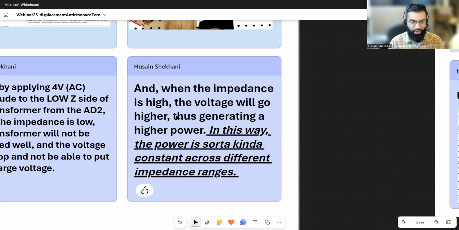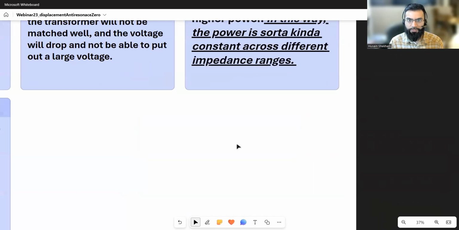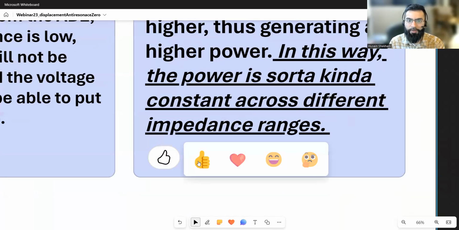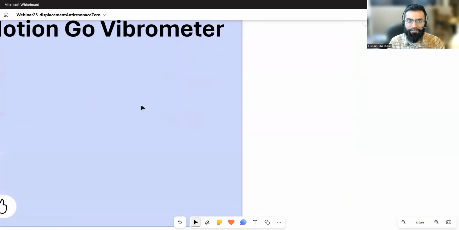And if you have a low impedance, then it will be really low. And I'm going to describe that. We're going to show plots. And this way, the power is sort of constant across all the different impedance ranges. That's good. I'll give that a thumbs up.